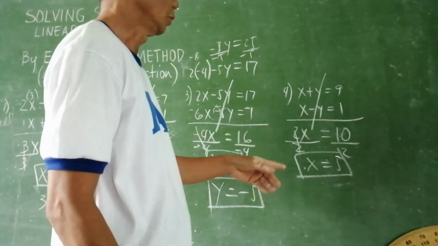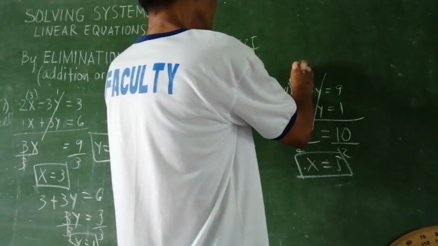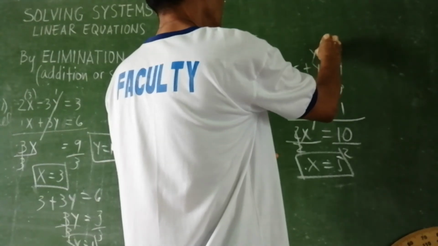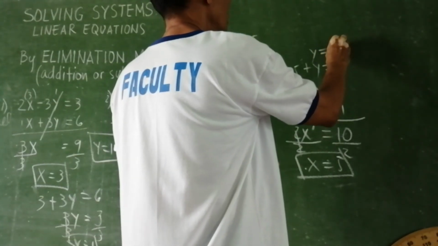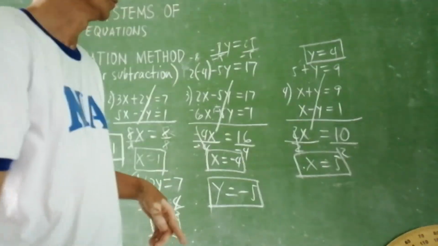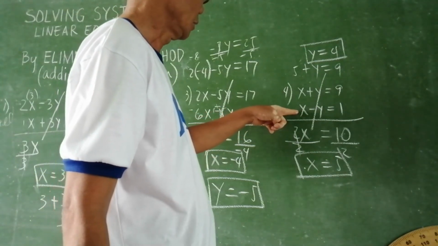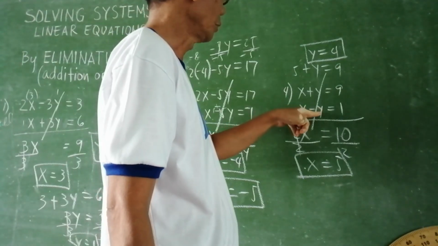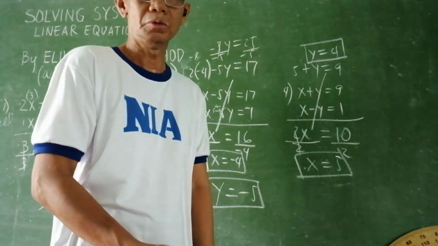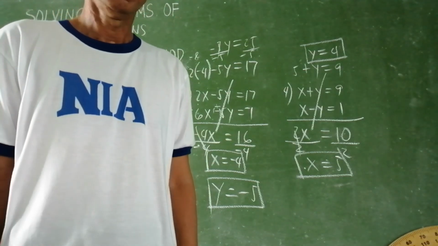Okay. So if x is 5, plus y equals 9, so y will be equal to 9 minus 5, which is 4. So you may check also, that is 5 minus 4 equals 1. So that is how to solve by the elimination method.